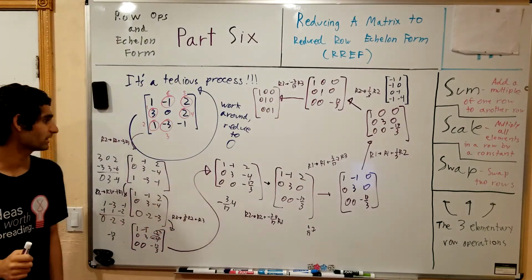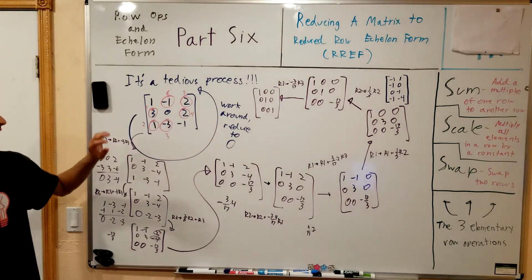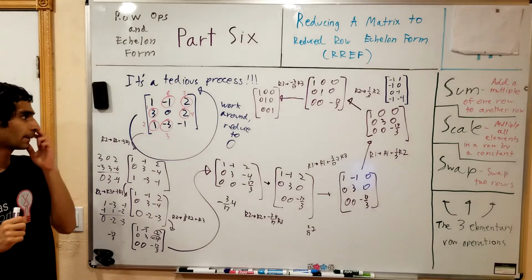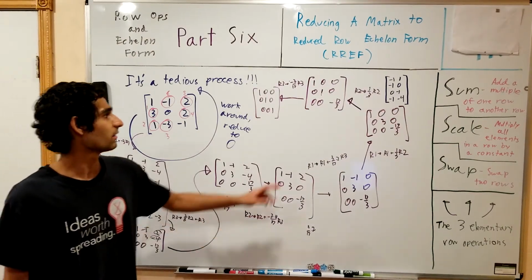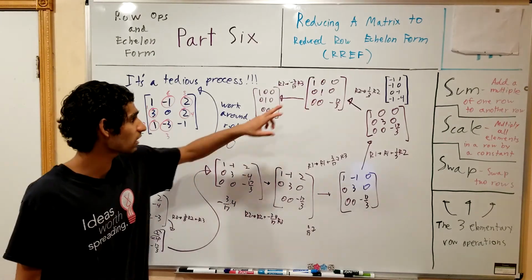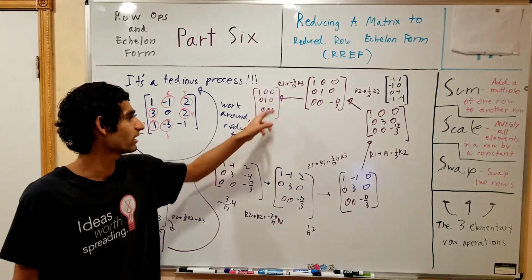So the math may have been a bit ugly, but we worked our way around. We did this one, this one, this one, this one, this one, this one. We tried making those zeros. And once that happened, all we had to do was multiply or scale these rows such that we end up with ones in the diagonal.